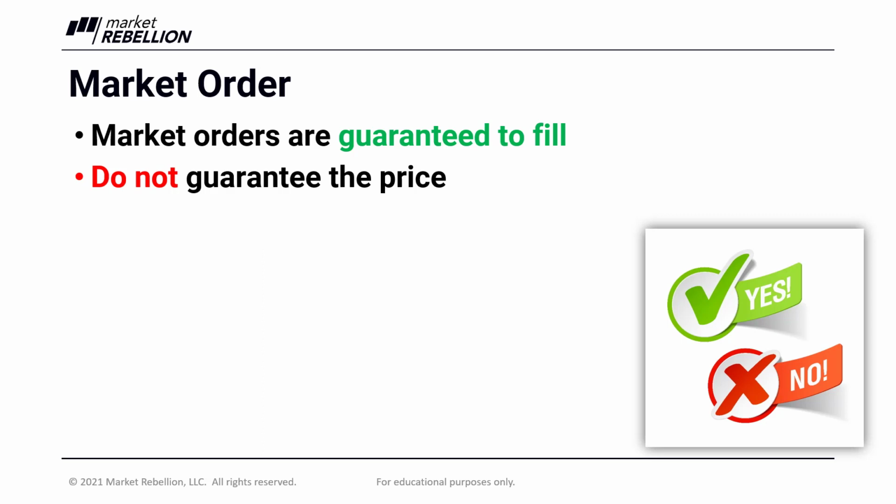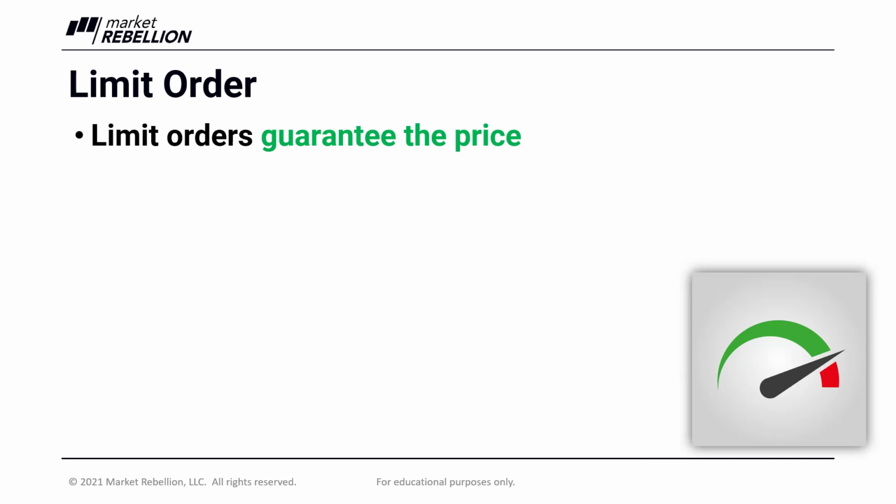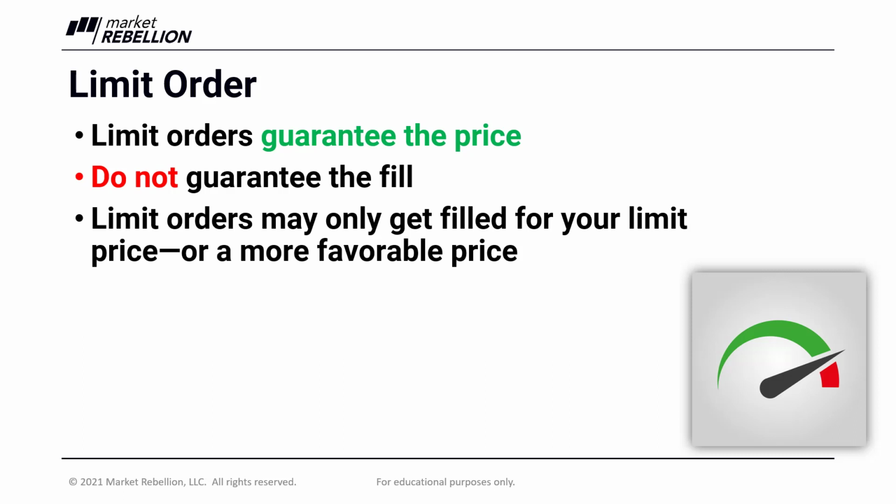On the other hand, a limit order will guarantee the price. That's the good news, but they do not guarantee the fill. So it's always a trade-off. You get to guarantee one or the other. Limit orders may only get filled for your limit price or a more favorable price. Sometimes traders think that limit orders can only get filled for exactly that limit, and that's not true. They can also get filled at a more favorable price.